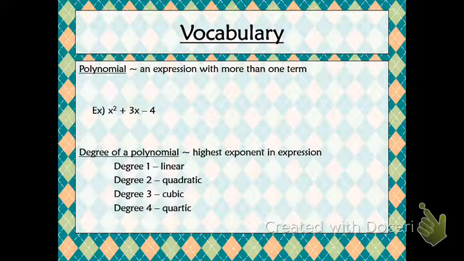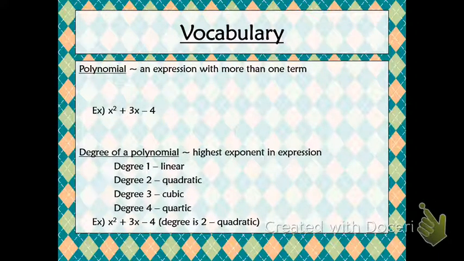And a degree 4 polynomial is called quartic. Anything above that, we don't have a special name for. So if there was a 5th degree polynomial, that's all you would call it, 5th degree polynomial. There's not a special name that goes with that.